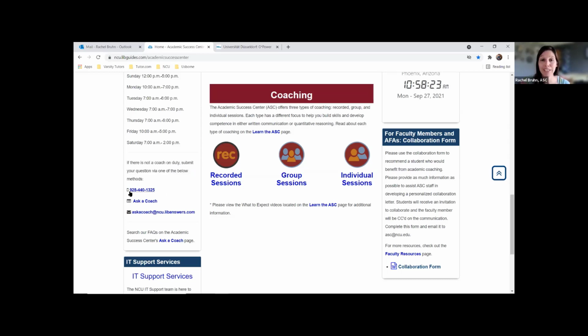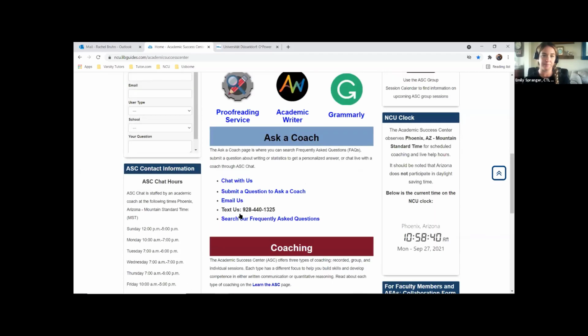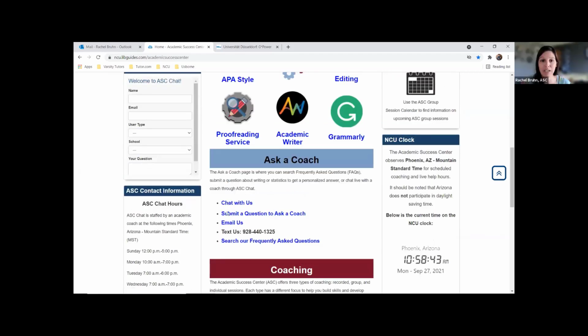So this number here is for texting only. If you call it, it'll ring, but nobody ever answers. We don't have a voicemail, it's literally only for text messaging. Okay. But you can send a text message, or you can submit a ticket using this Ask a Coach option, or you can send it via email. And those same options are right up here as well. So you can chat with us, submit a ticket, email us, or text us. Awesome. Great.